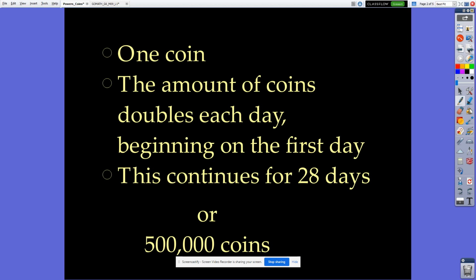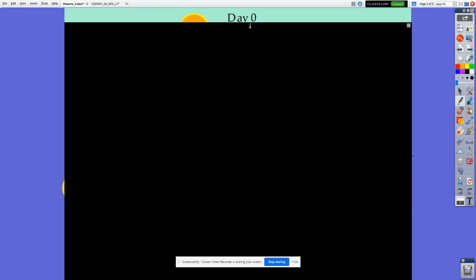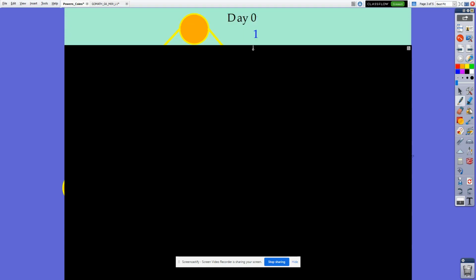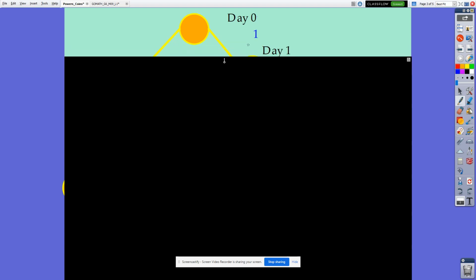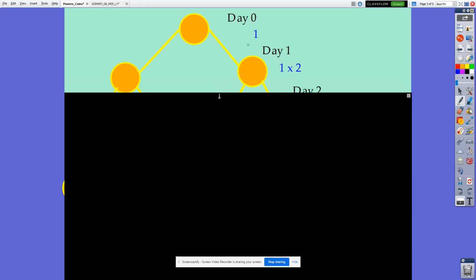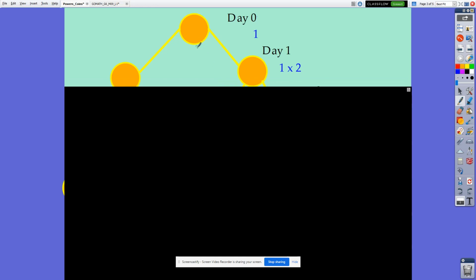Well, we talked about in class, and one of the things we looked at was something like this, where we actually draw this out. So here we'll call it day zero, when there's no time that's passed. There's one gold coin. So that looks like one. All right. And then during that same day, that day one, that coin splits into two coins. So we had one coin multiplied by two, and we end up with two.